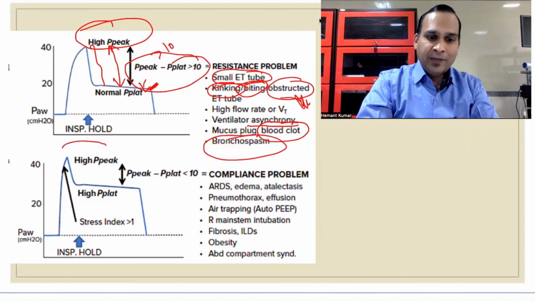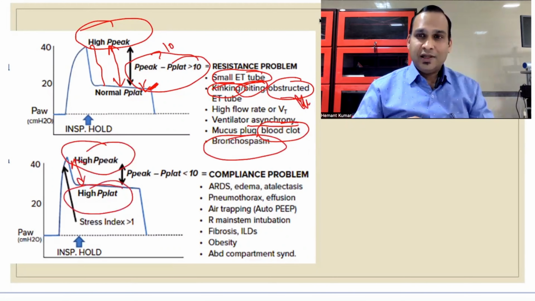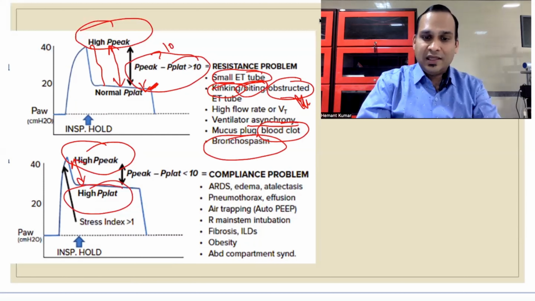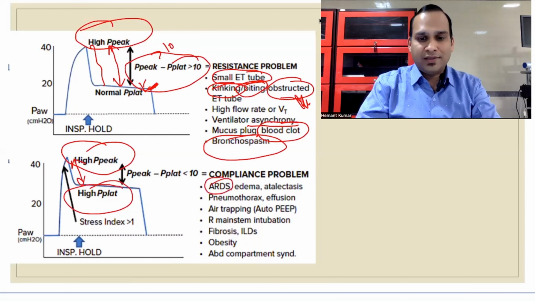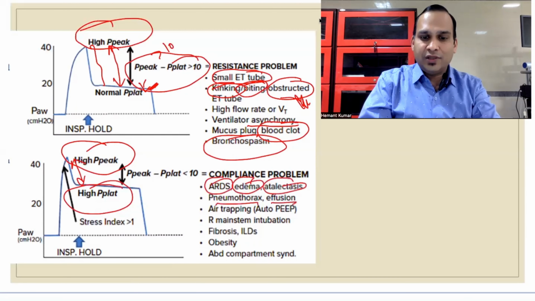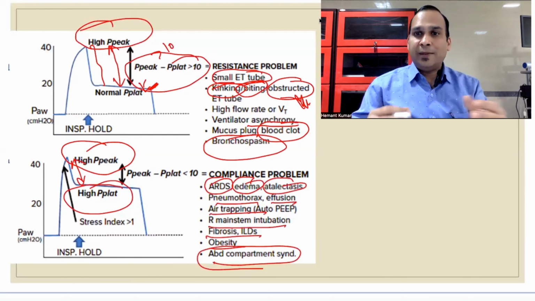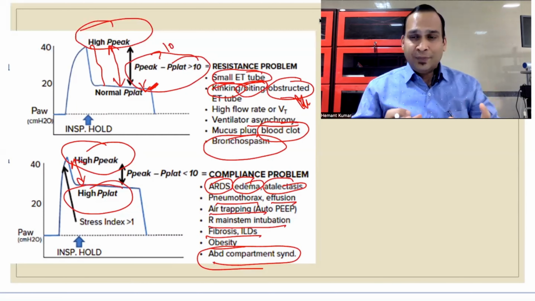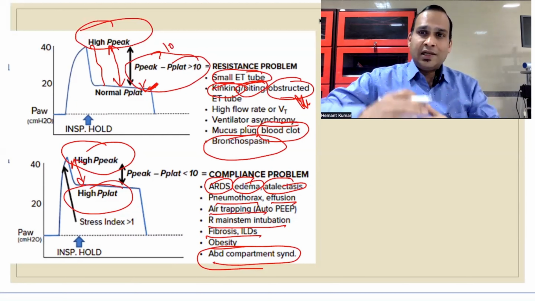If there is an alarm of high peak pressure, but airway resistance is normal, there is high P plateau, meaning alveolar pressure is high. What could be the cause? Anything which affects the alveolar level, meaning ARDS, there is lower compliance. Pulmonary edema, there is lung collapse. Pneumothorax, effusion, air trapping, fibrosis, ILD, obesity, right main bronchus intubation, and anything which causes abdominal problems like ascites, abdominal compartment syndrome. So these things compress alveoli and there is increased pressure at alveolar level.